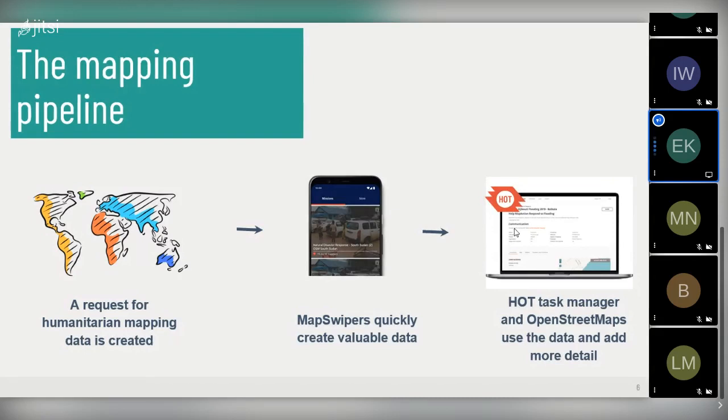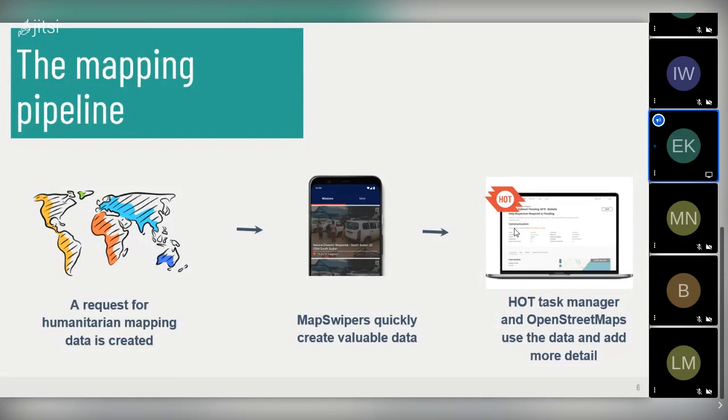So MapSwipe makes it easy for the Tasking Manager to identify buildings and roads. If a task needs only buildings, MapSwipe is able to identify those buildings. In return, the Tasking Manager is able to take the data captured by MapSwipe and use it, so that mappers can add more details while mapping and adding buildings on the Tasking Manager.